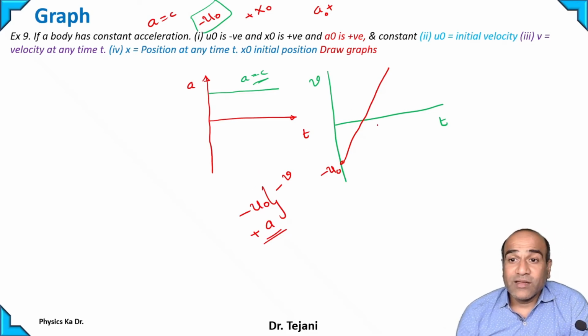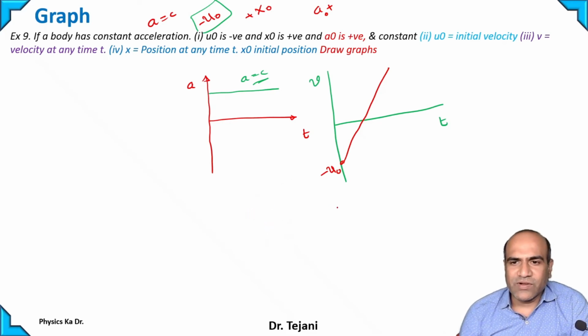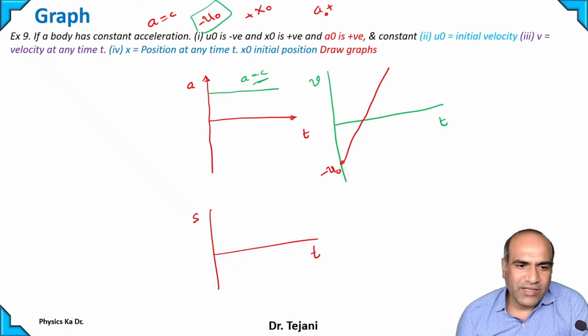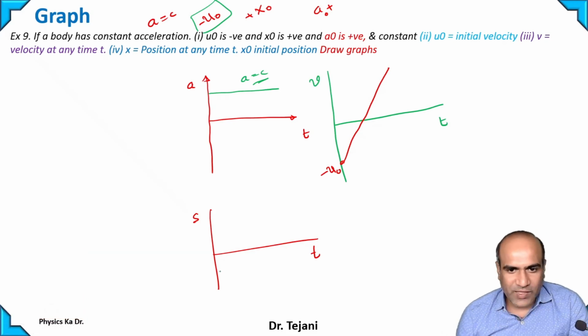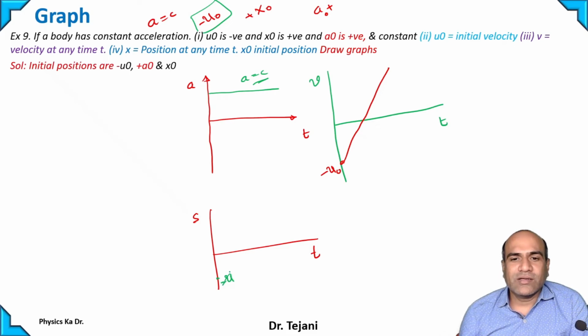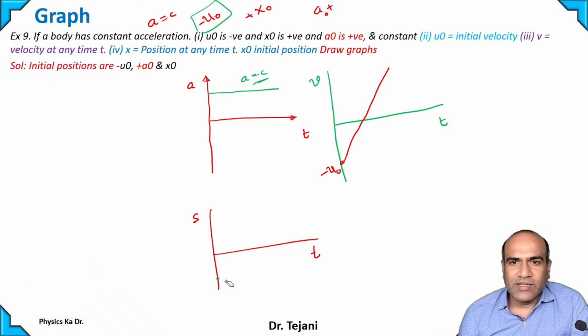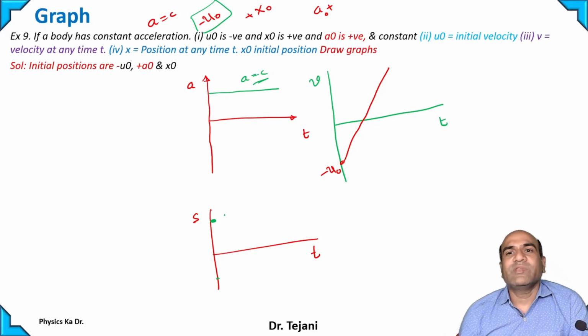So here it again crosses the direction. Fine. Then the third graph, s versus t. So here initially, not u, just x0 is positive, so it is starting from this point.